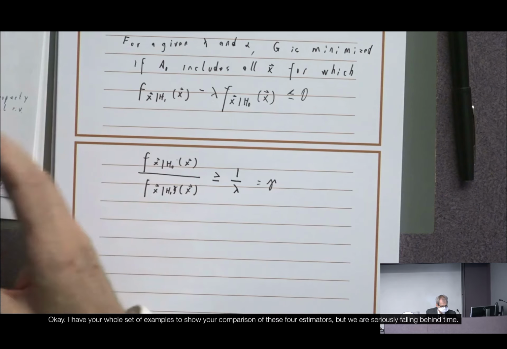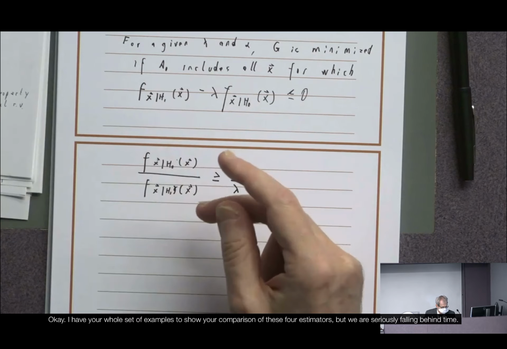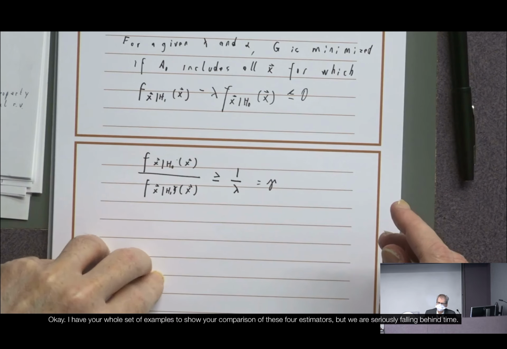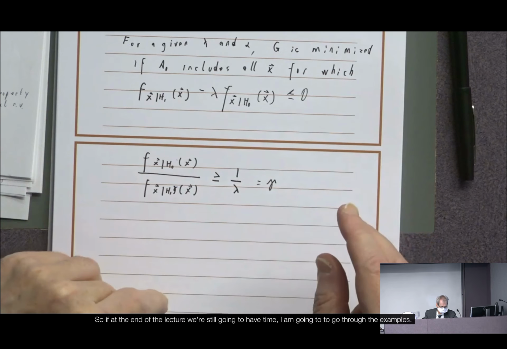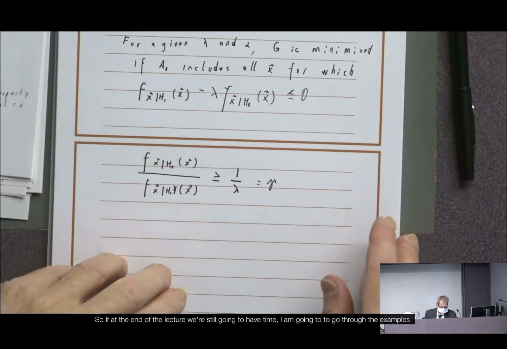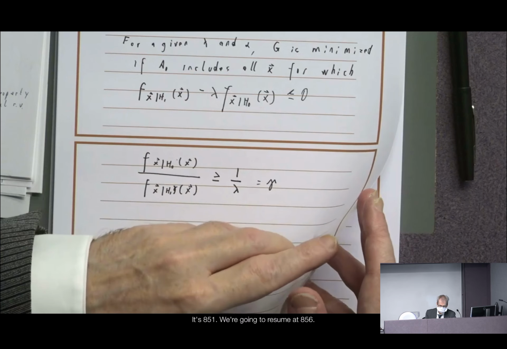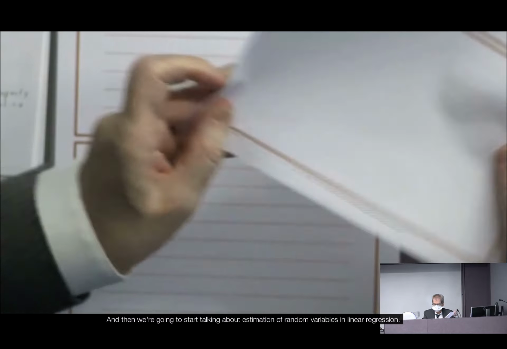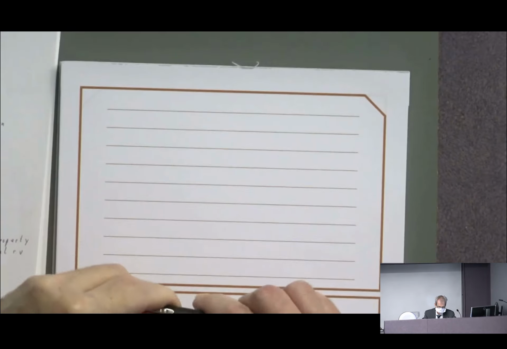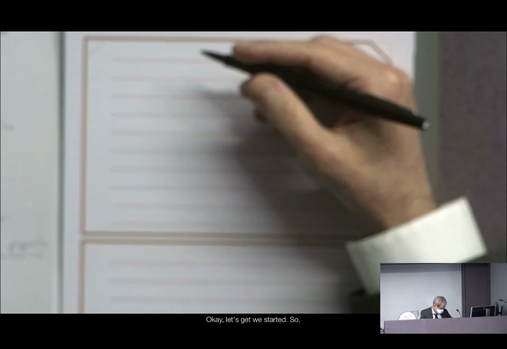Okay. I have here a whole set of examples to show you a comparison of these four estimators, but we are seriously falling behind time. So if at the end of the lecture we're still going to have time, I am going to go through the examples. But for now, let's take our break. It's 8:51. We're going to resume at 8:56, and then we're going to start talking about estimation of random variables in linear regression. Okay, let's get restarted.